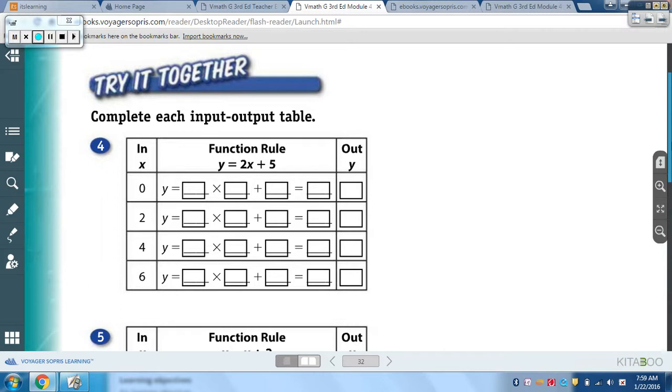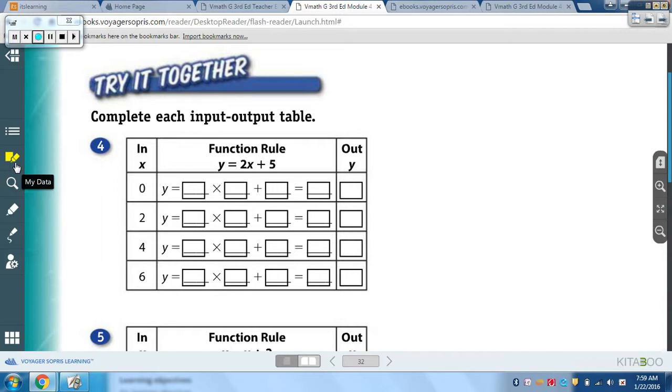And we're going to start with problem number 4. What is the function rule for this table? The function rule for this table is y equals 2x plus 5. Now we're going to evaluate this function rule for x equals 0, x equals 2, x equals 4, and x equals 6 to solve for our y value, or our output value. So x will be our input values, y will be our output values. We will use the input-output values later on to do some other things with.